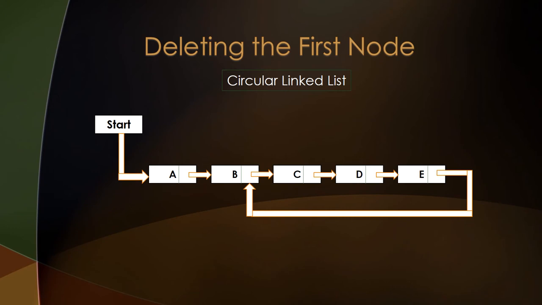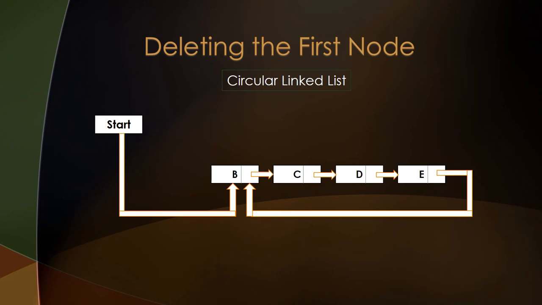We have copied the address of the next pointer of node A into the start pointer of the linked list so that it points directly to the node B instead of node A. And now we can simply delete the node A from the linked list. Thus after deletion, the linked list will look something like this. The node A has been deleted and the start pointer as well as the next pointer of node E now points directly to node B in the linked list.